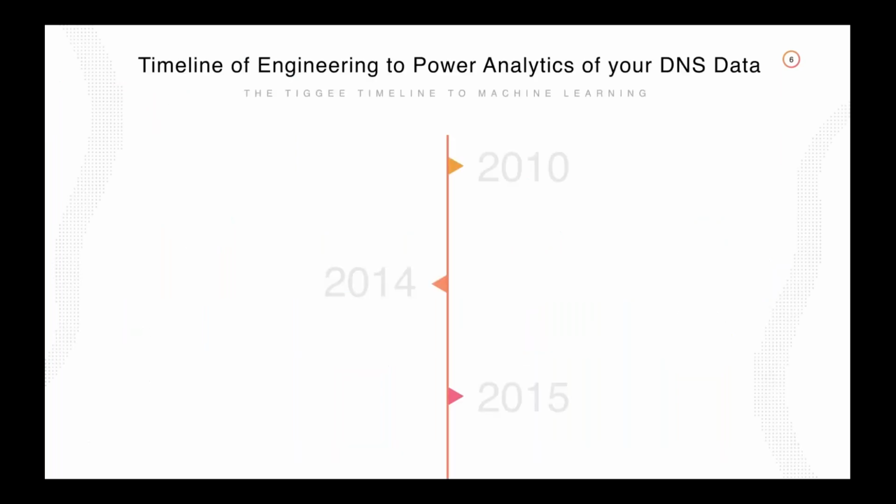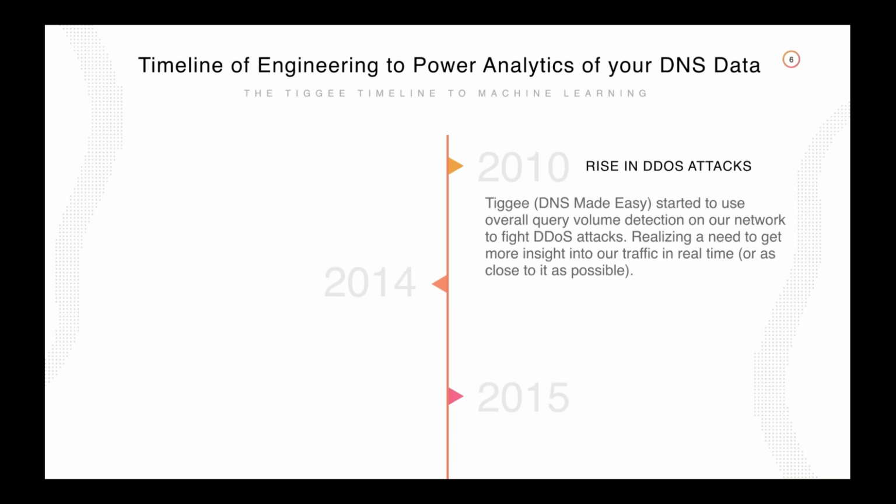And how did this all start? Well, we launched DNS Made Easy in 2001, 2002, 2003, and it was growing. And around 2010, we had a whole rise in DDoS attacks. And I'm not talking a small rise, I'm talking a mammoth rise in DDoS attacks. There was about a 2-month period where we suffered over 45 large DDoS attacks.